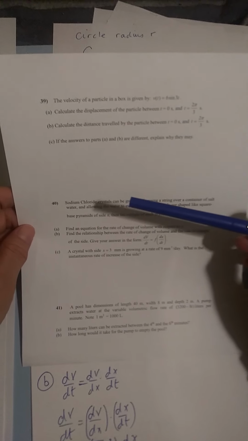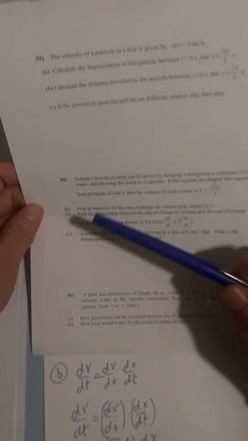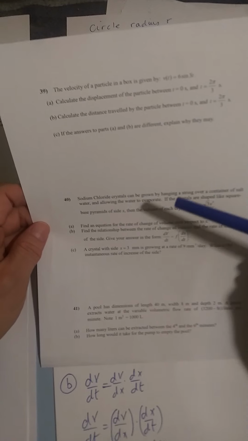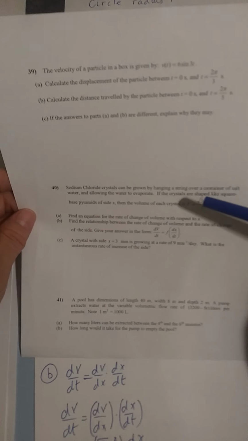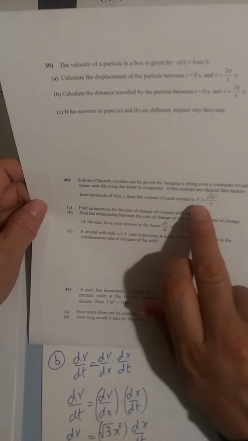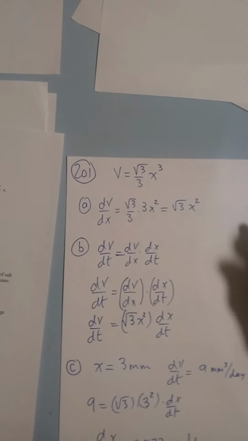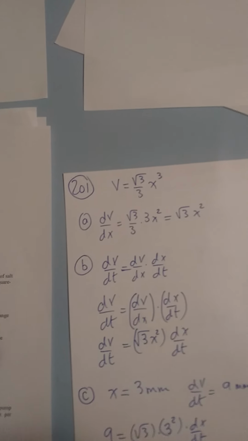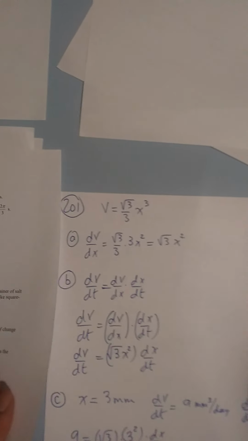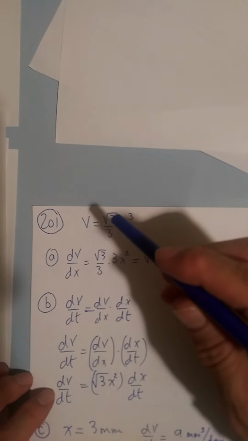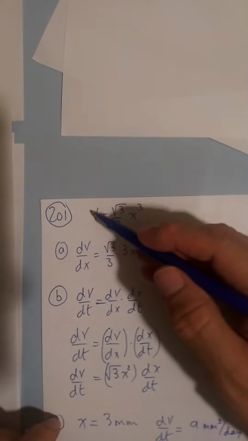We're going to do another application of related rates. I'm going to read this. Sodium chloride crystals can be grown, etc. The shape of a crystal is given, and they're giving you the volume of the crystal, which is V equals square root of 3 over 3 times x cubed. And they want to know: find an equation for the rate of change of volume with respect to x. So they want the derivative of volume with respect to x. This is the volume of the crystals. That's what it is. And they want the derivative of V with respect to x.